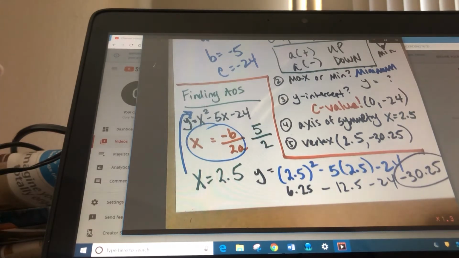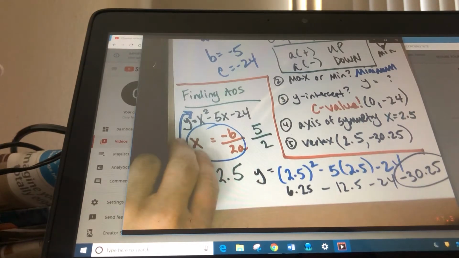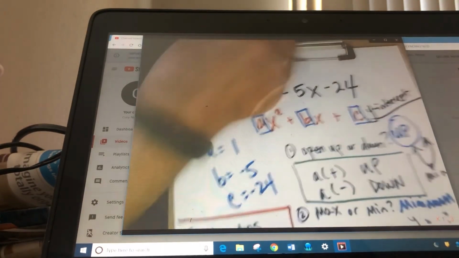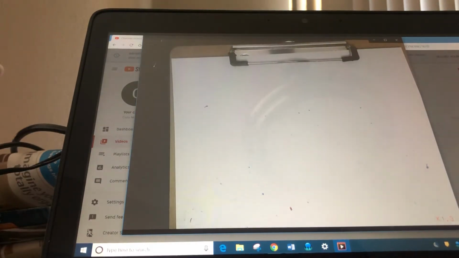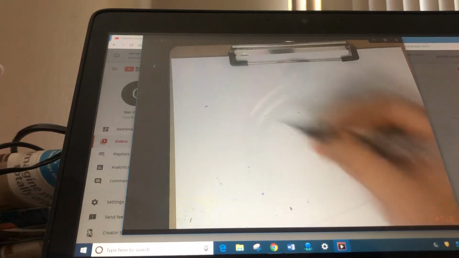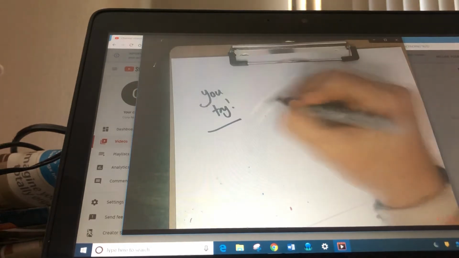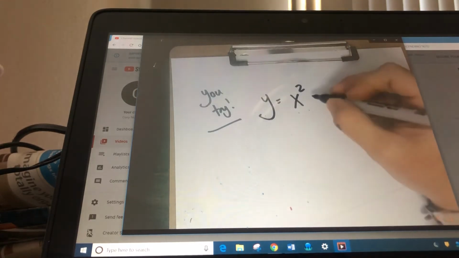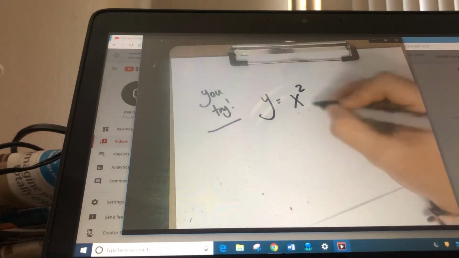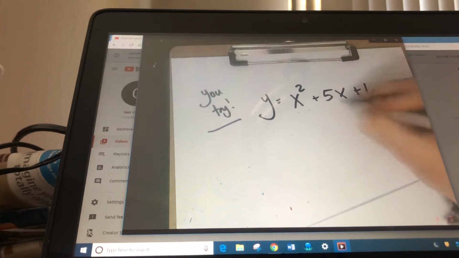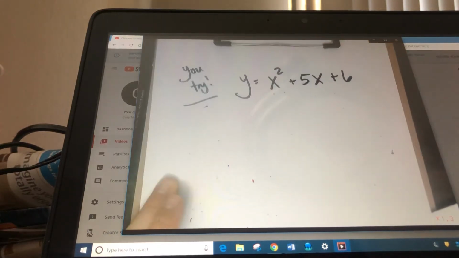All right, what we're going to do next is a You Try. I want you to pause the video. I want you to try to answer these questions, and then I will come on and I'll do it, and then hopefully you will be experts. And here is our quadratic. Y equals x squared plus 5x plus 6.